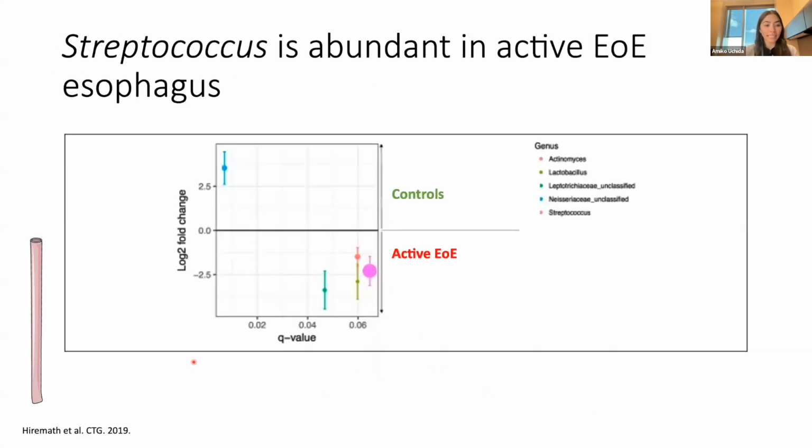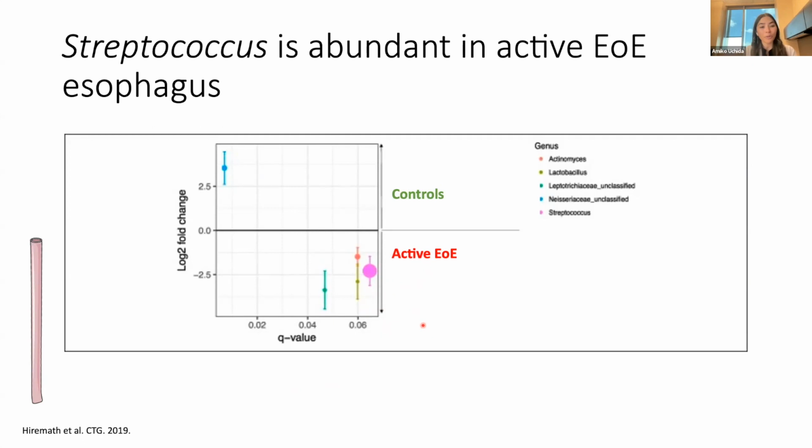And similarly, another group used a slightly different patient population, but again looked in the esophagus and found that a different type of bacteria called Streptococcus, or strep, as you've maybe heard, which is still an overarching group. If you look here down at the base of this, within this active EOE group, we see a big pink dot, and that's identifying this bacterial group called Streptococcus. They found that was actually abundant in active EOE.